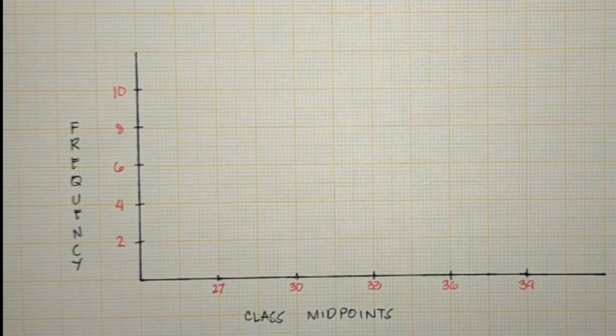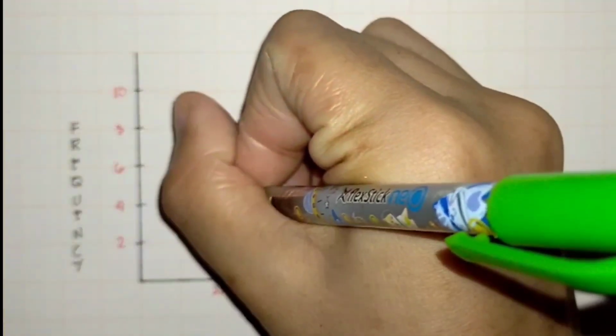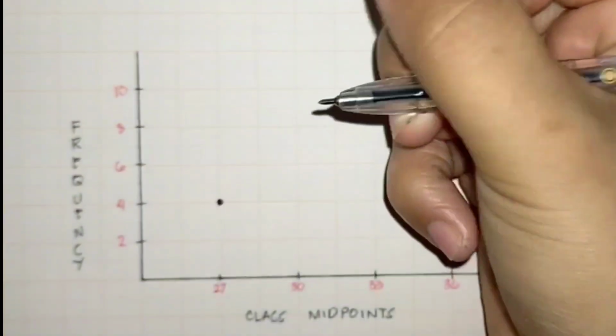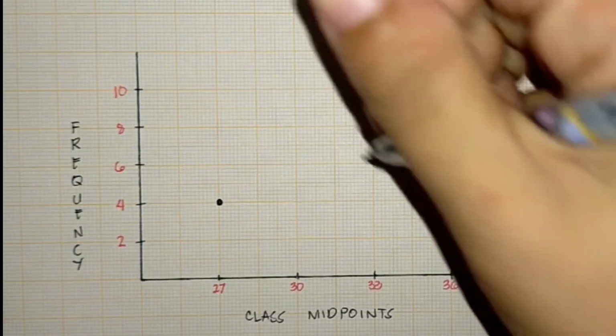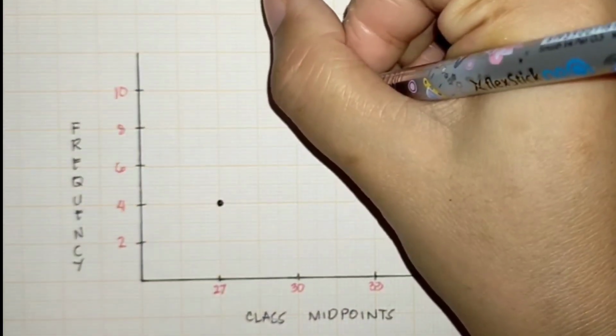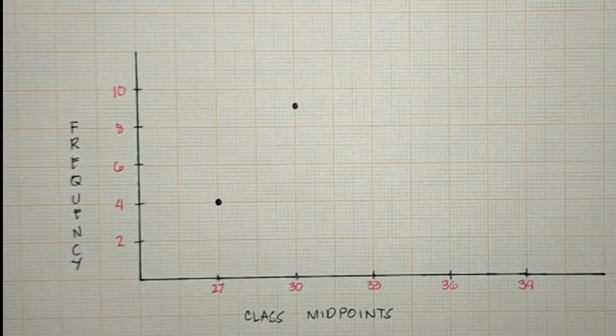Now, we'll plot points in the graph that we made. For class midpoint 27, the frequency is 4. So we'll put a point here, in line with 4 and 27. The class midpoint 30, the frequency is 9, so in between 8 and 10. So we'll put a point here, in line with 9 and 30.